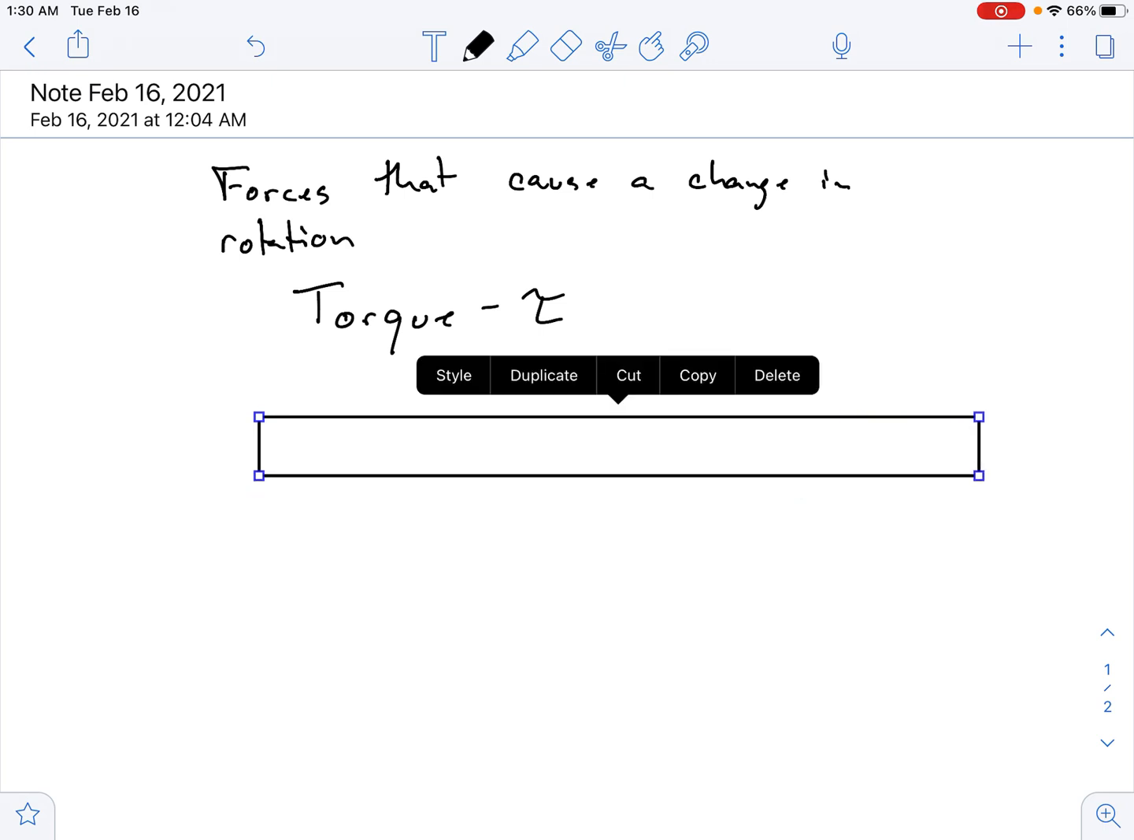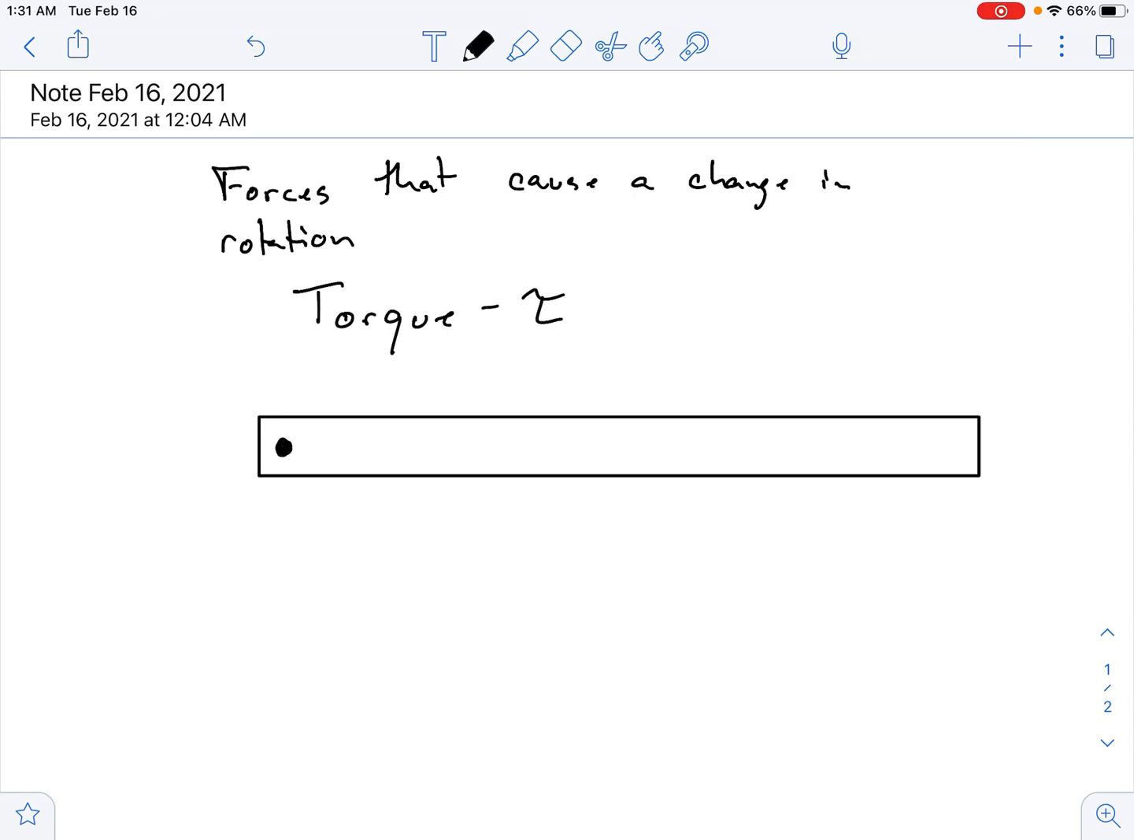Let's say we've got this beam that we want to exert a force on that's going to cause it to rotate. For this purpose, let's put our pivot point, or the point that it's going to rotate around, at the end here. Almost think of this as like a door, right? A door is going to have the hinges. That's where the door rotates about. There are three things that are going to determine how much this object rotates based on the force.